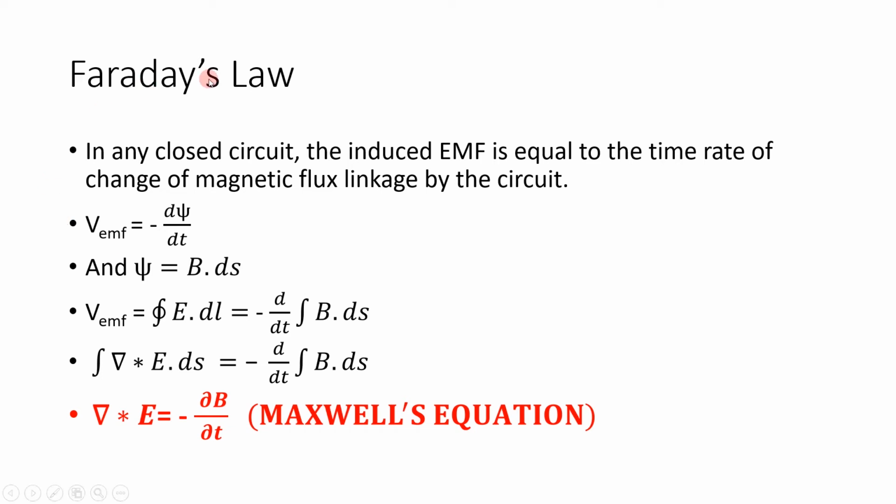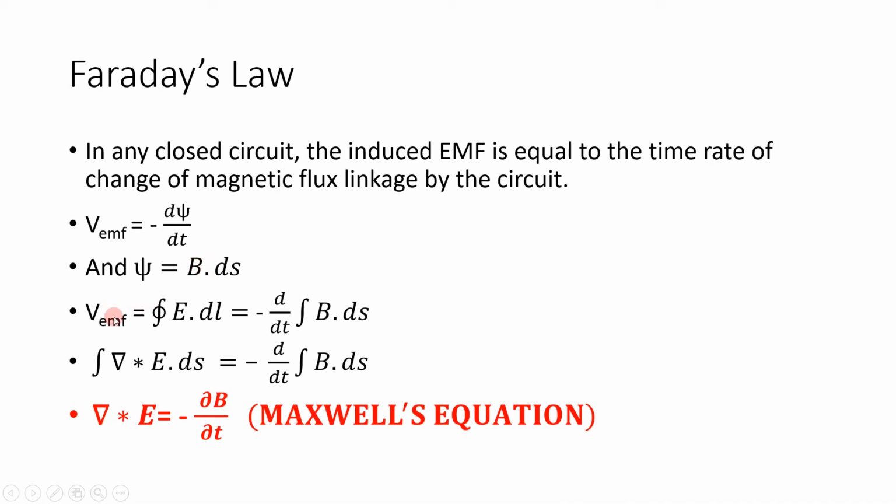And now we'll go to Faraday's law. Faraday's law states that in any closed circuit, the induced EMF will be equal to the time rate of change of magnetic flux linkage by the circuit. So, if you write in a mathematical form, induced EMF, V EMF will be equal to minus d psi by dt. Okay, negative of d psi by dt. Again, psi, you know that it is surface integral of B dot ds.